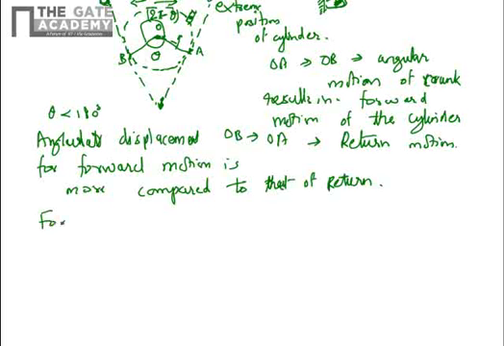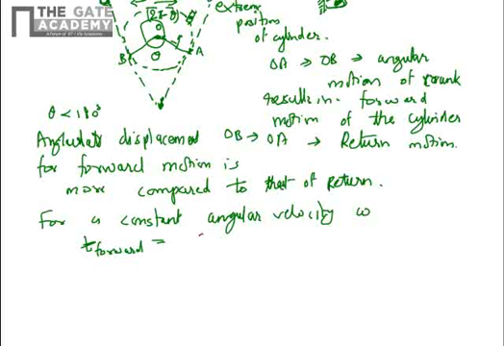So for a constant angular velocity omega, the time taken for forward motion will be 2 pi minus theta divided by omega. So omega is in radian per second. So 2 pi minus theta, radian divided by radian per second, it will give you seconds. Forward time is 2 pi minus theta by omega, and return time is theta by omega.